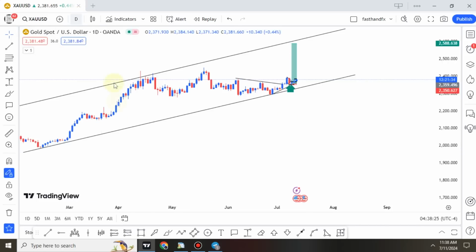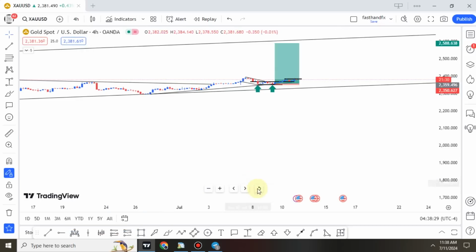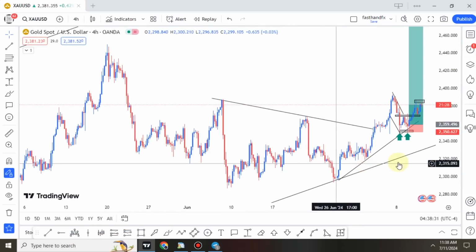So let's go to the 4 hour and continue looking for opportunities, levels that price might respect. You understand? I'm talking about key levels, demand and supply zones. You see, we're back to that. ICT, SMC. You understand?